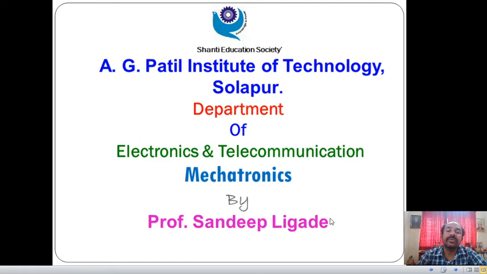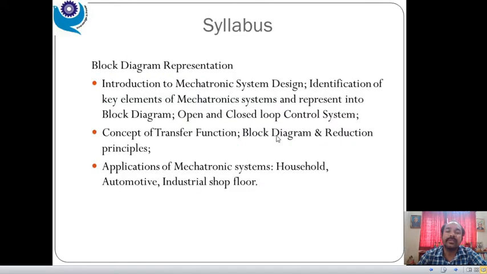In mechatronics, we are going to deal with a new topic, that is Unit 2, block diagram representation. These are the various topics: introduction to mechatronics system design, identification of key elements of mechatronic systems and representing them in a block diagram, open loop and closed loop control systems. Similarly, the second point is the concept of transfer function, block diagram, and reduction principle. The third point is applications of mechatronic systems. There are three major applications: household, automotive, and industrial shop floor.